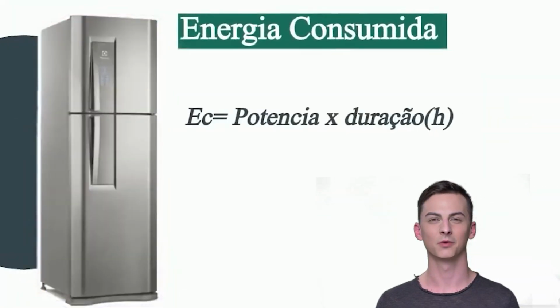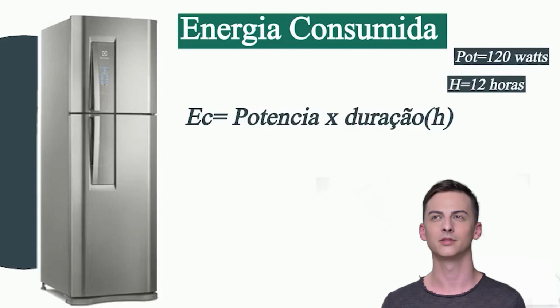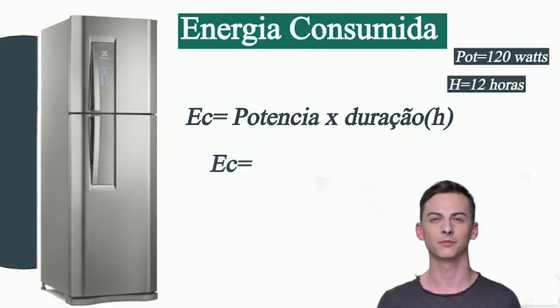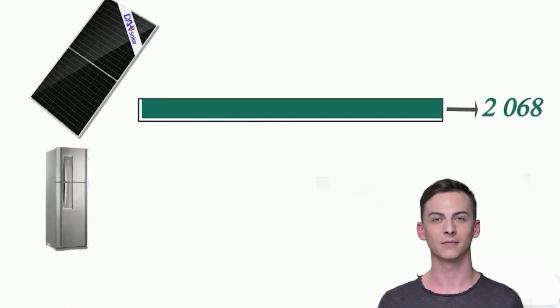Let us consider a refrigerator with a power of 120 watts and a daily operating time of around 12 hours. Now, use the formula I provided, power multiplied by duration. So, the refrigerator power 120 multiplied by 12. If you do it correctly, 120 multiplied by 12 equals 1,440 watt-hours per day.